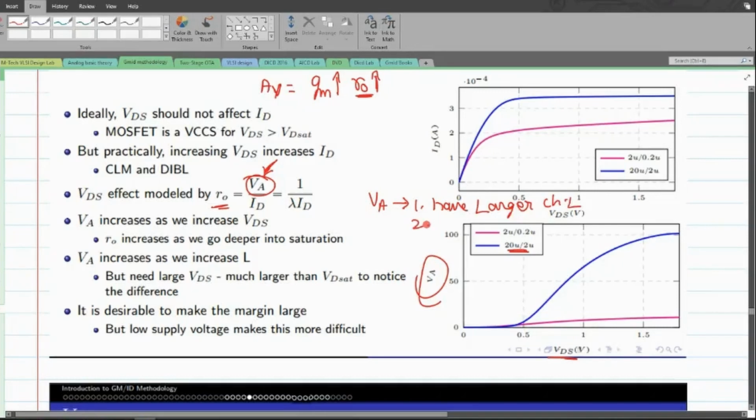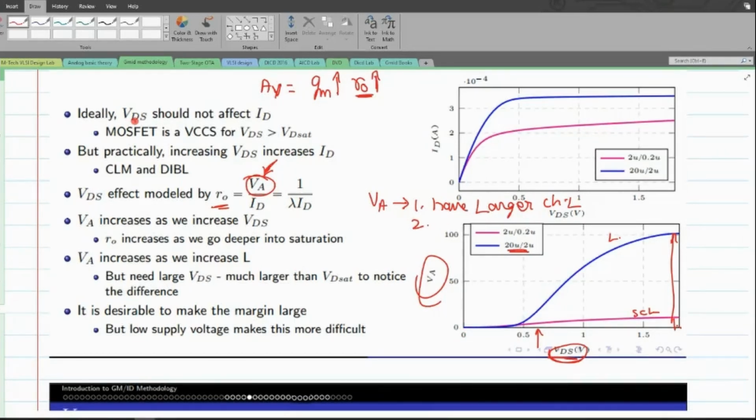channel length. The point number two is that the value of VDS also is supposed to be large. So clearly in this case, you could see that I have to have a very large value of VDS, drain to source potential, to achieve this large value of VA. In case you are having a very small value of VDS, then it doesn't matter whether you are going for a shorter channel length or a longer channel length, it doesn't matter at all. Whereas if you really want to increase the value of the output impedance, then there are two things that you need to satisfy to have a larger value of VA.